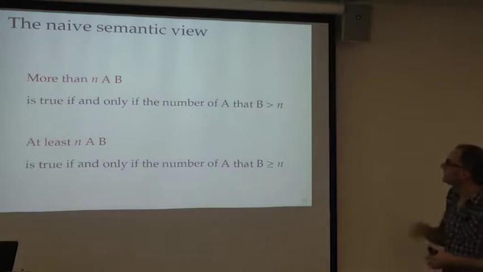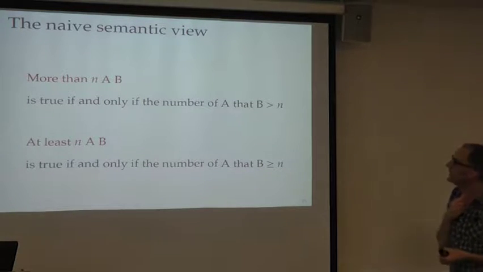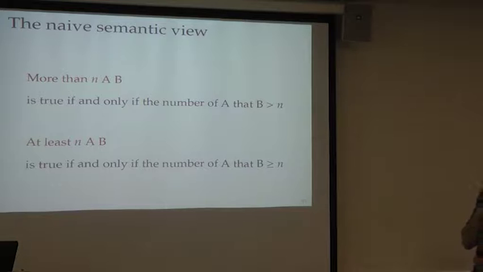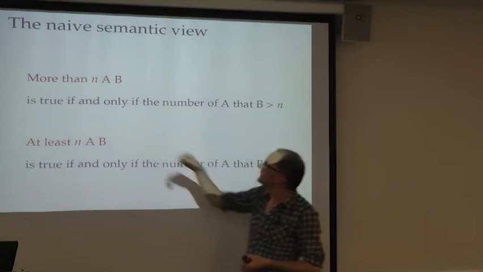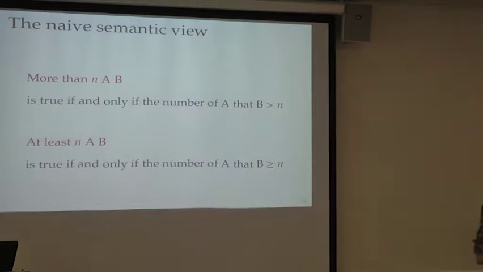Well, here is what you would find, say, 20 years ago. More than n AB is true if and only if the number of A that B exceeds n. So very simple semantics, right? You look at those entities that have both these properties, you count them, and it has to be higher than n.